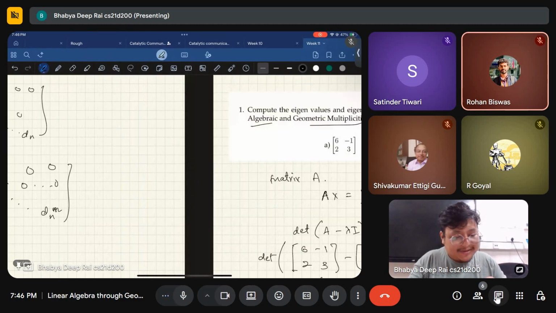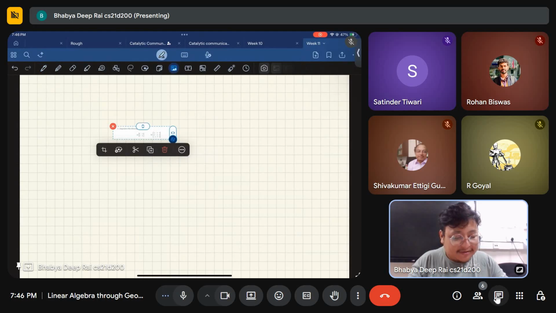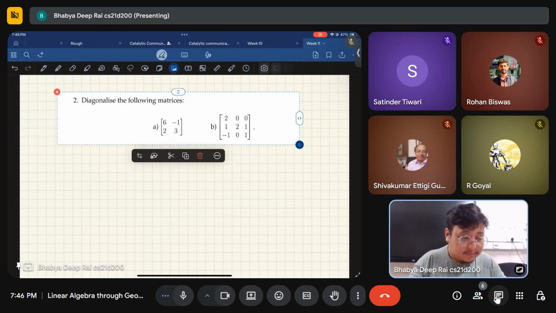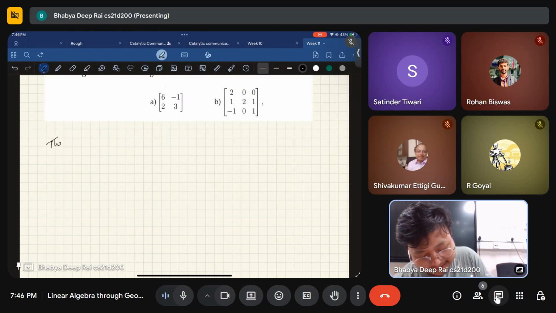The same set of matrices, but now we are asked to diagonalize it. Okay, the same set of matrices, and we are asked to diagonalize it. So here's the result that we have. Here's the theorem that was discussed in the lectures.